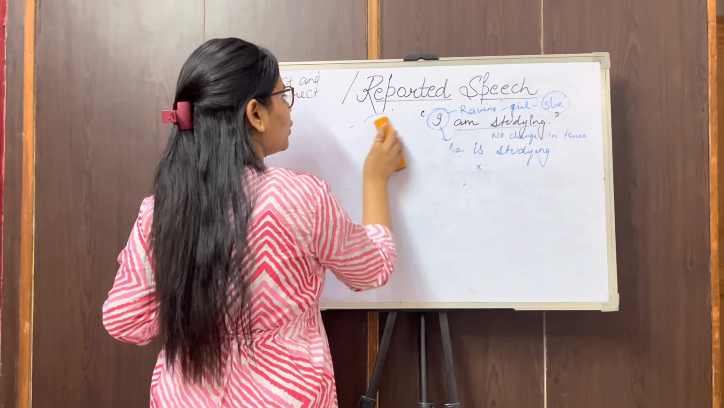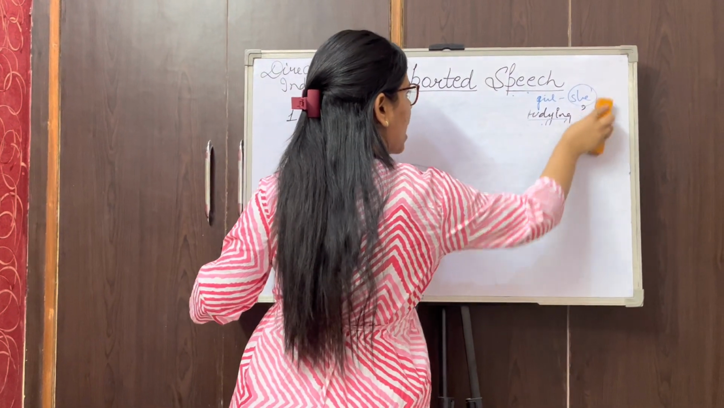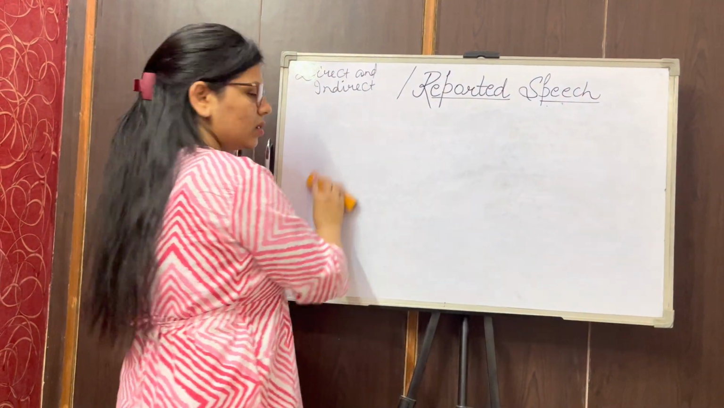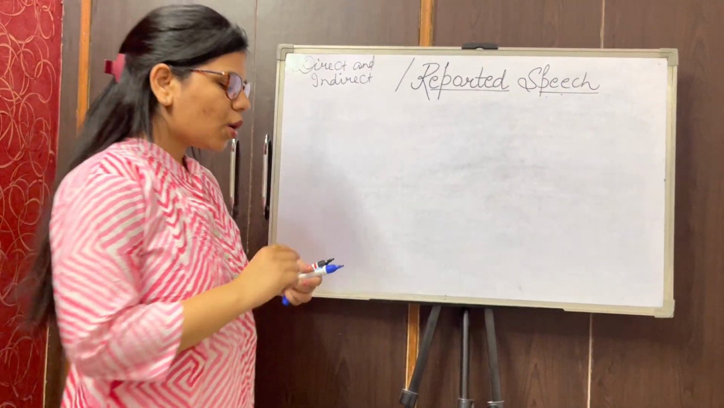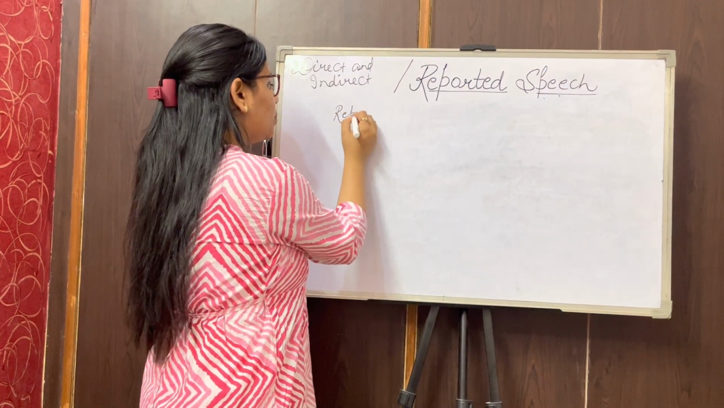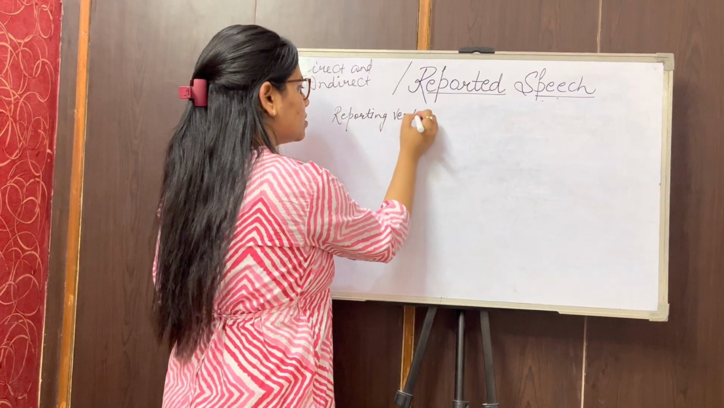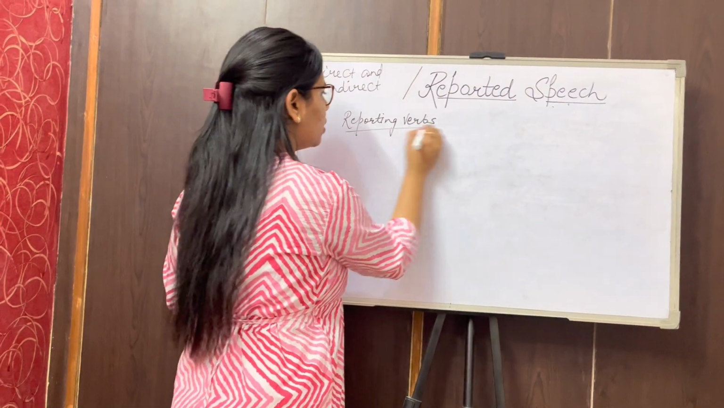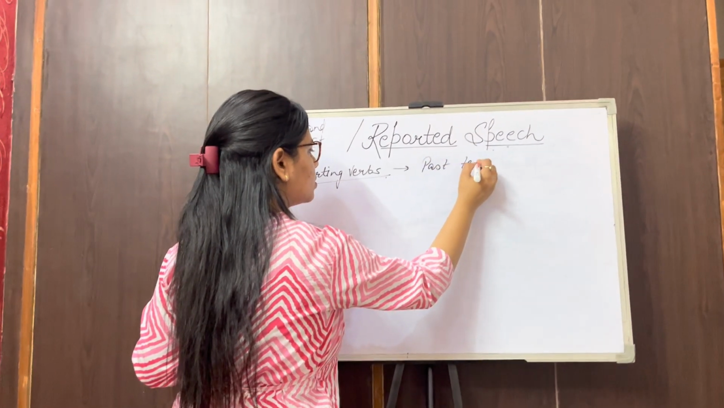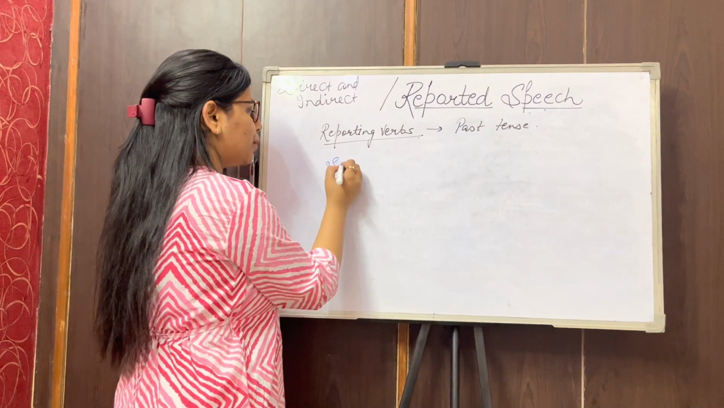Now, before we begin with the sentences having reporting verb in past tense, I would recommend you to revise the tenses because when the reporting verb is in past tense, there will be a lot of change in the tense of the sentence in inverted commas. For example, it's very simple, it's not tough.